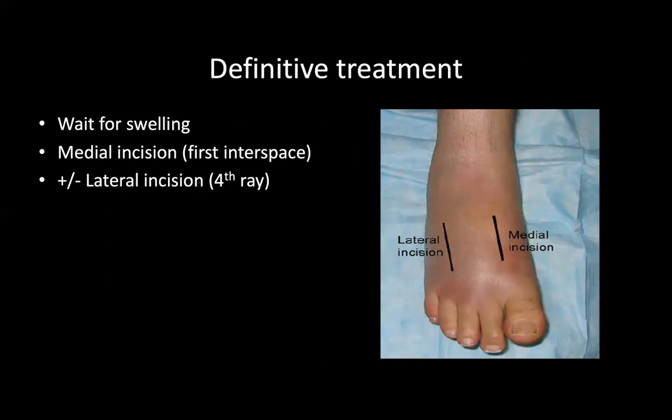So where are those incisions for the definitive treatment? The standard dorsal medial incision is made. I usually make it right over the EHL tendon, which is often palpable, but it's sort of in the interspace between the first and second metatarsals. You have to be aware that the neurovascular bundle is lurking there as well, and so you usually want to come down just medial to it.